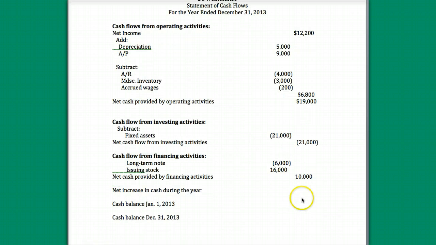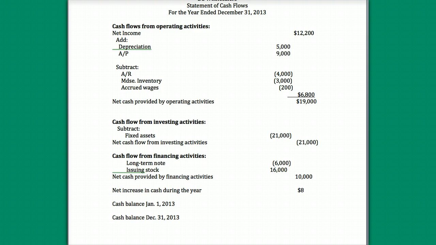Okay, so how do we finish this up? Well, you take your totals from your three sections. This is net cash provided by operating activities. It's a positive $19,000. Net cash flow from investing activities, it's a minus $21,000. So hopefully you can do that math in your head and show that you're $2,000 in the hole. And then the last one is net cash provided by financing activities. So we were $2,000 in the hole plus a $10,000 positive. Hopefully we can see very easily that the net increase in cash is $8,000.